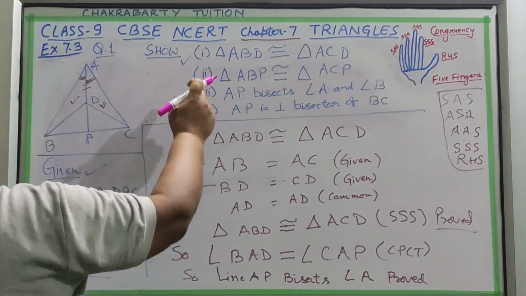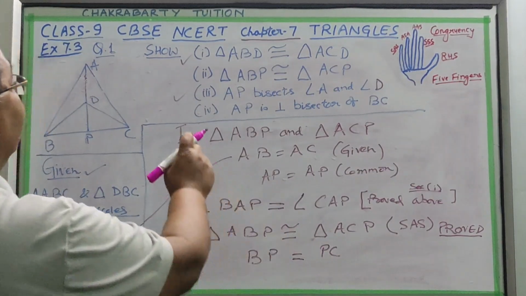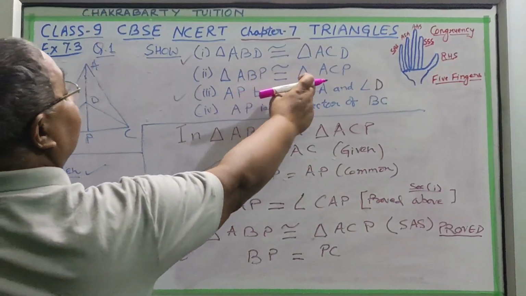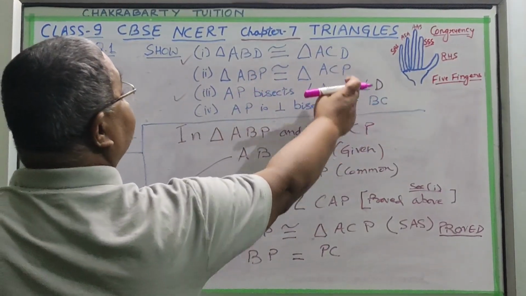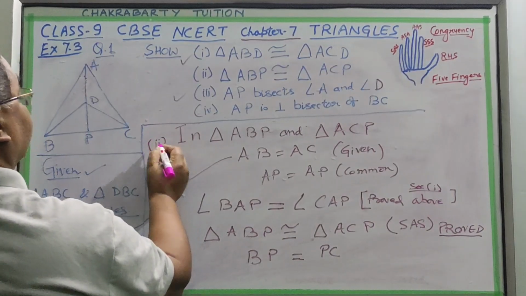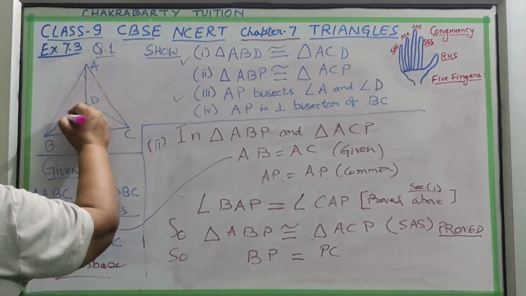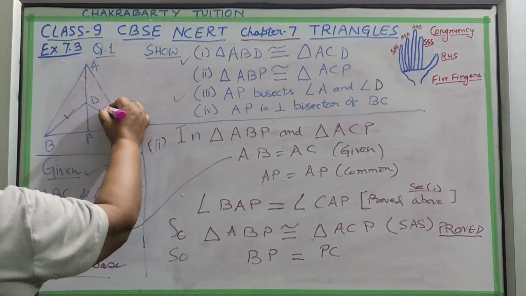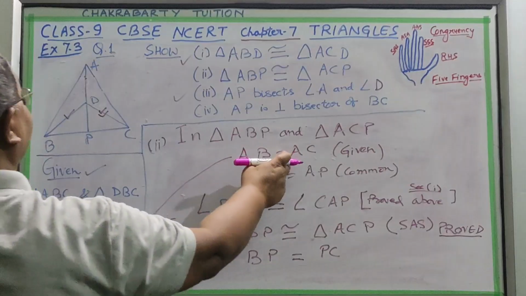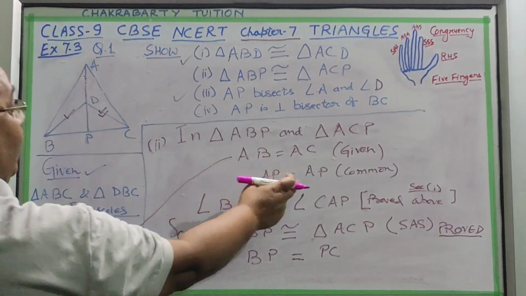Now we will go with second and fourth. So now we are going to prove the second one: ABD is congruent to ACD. So in this ABD, this whole triangle and this whole triangle we are talking. So AB is equal to AC. AD is common. This AD line is common.